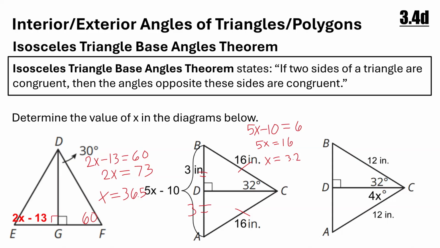The third triangle has a perpendicular bisector and shows that the opposite sides are congruent, thus making an isosceles triangle. Because the triangle has a perpendicular bisector, 4x is equal to 32. To find x, divide 32 by 4 to get x equals 8.